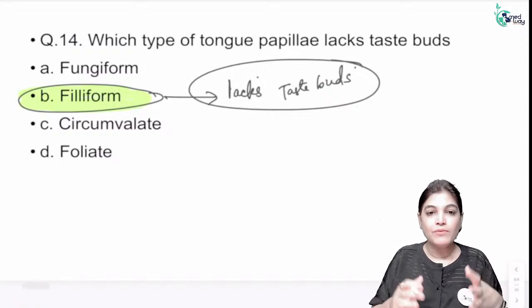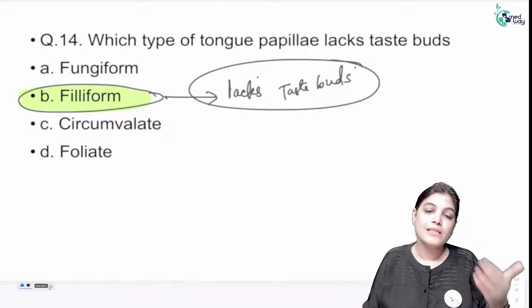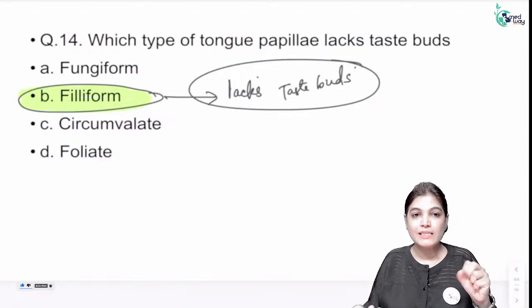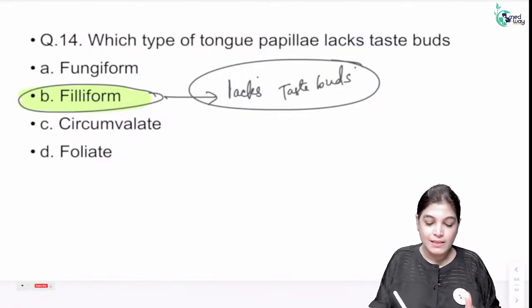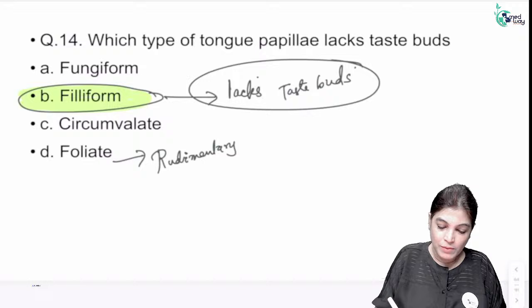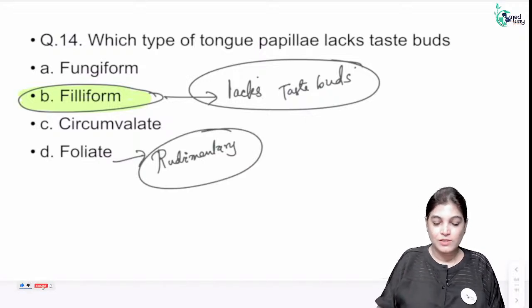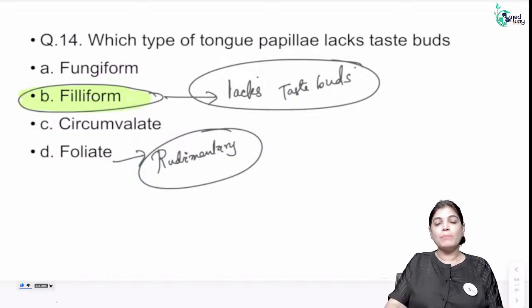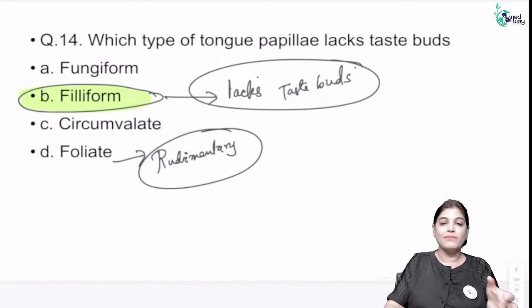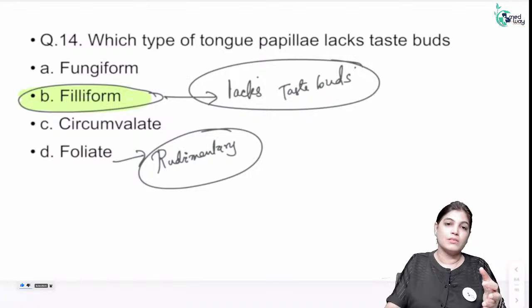In circumvallate papilla, which is the largest papilla, just anterior to the sulcus terminalis, there is a large number of taste buds. Foliate papilla is rudimentary in human beings, and fungiform papilla is mushroom shaped and also has taste buds. So only the filiform papilla lacks taste buds, but it has keratinization, and this is why the tongue has a gritty appearance on the dorsal aspect.